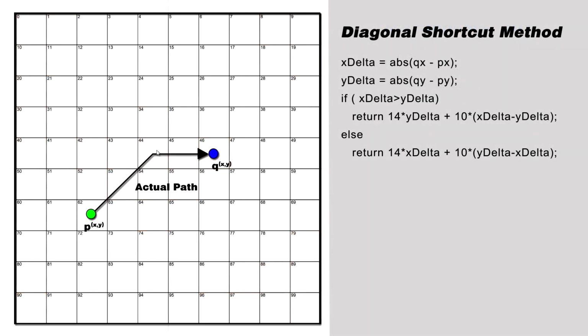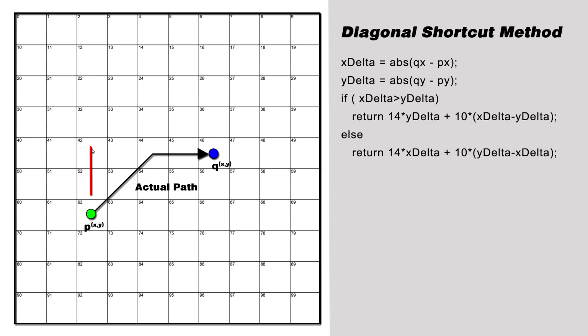So here is the diagonal shortcut method, and if we look at the shape of the path on the graph, we can see what this computation actually looks like compared to that of the Manhattan method, and we can see that it does indeed factor in diagonal travel. Now in this particular example, the target point Q is offset from the source point P 4 units along the x-axis, 1, 2, 3, 4, and 2 units along the y-axis, 1, 2.